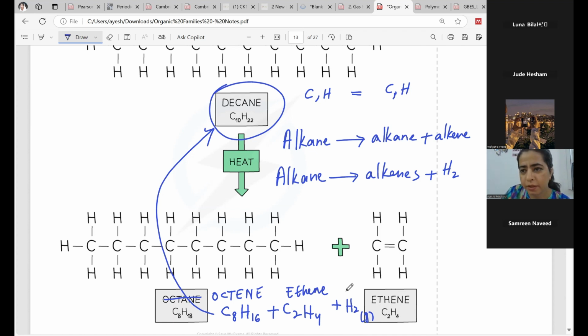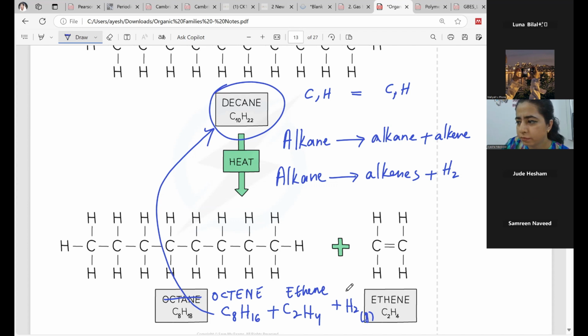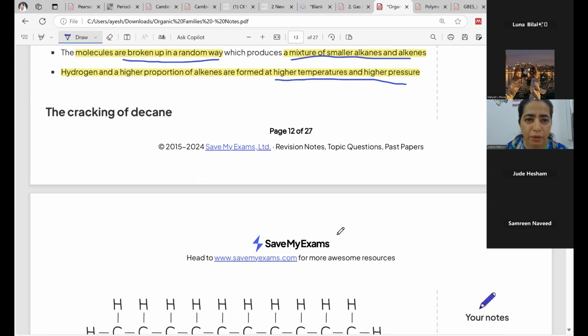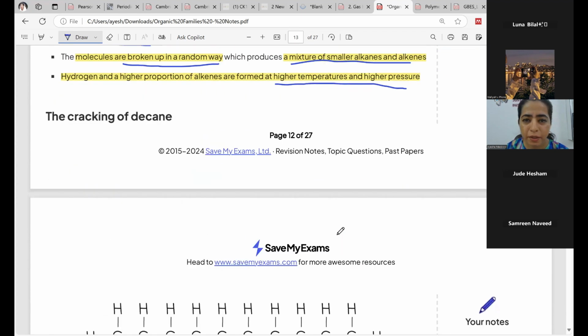Okay. Yes, Wafia. Jude, your point is fine, but I will add something over here. Miss, I'm not sure, but I don't really think that another product would be produced because it's just carbon and hydrogen, so it's just going to break into its respective alkane and alkene. I'm not really sure though.